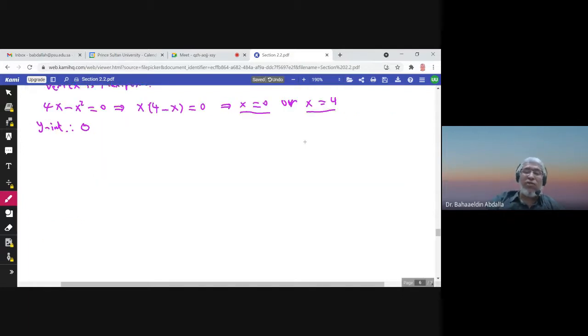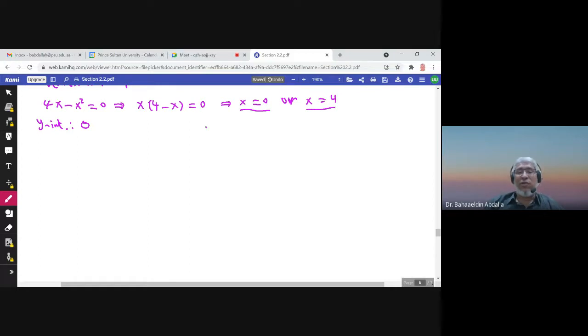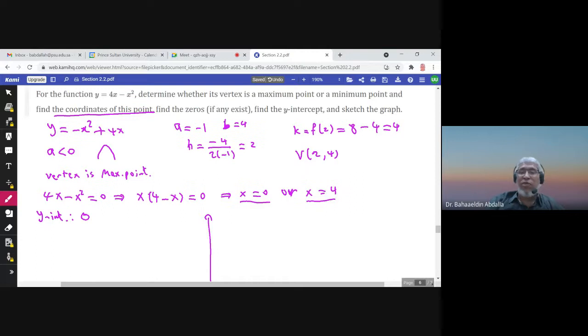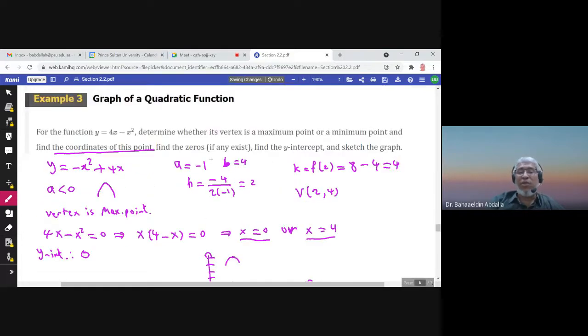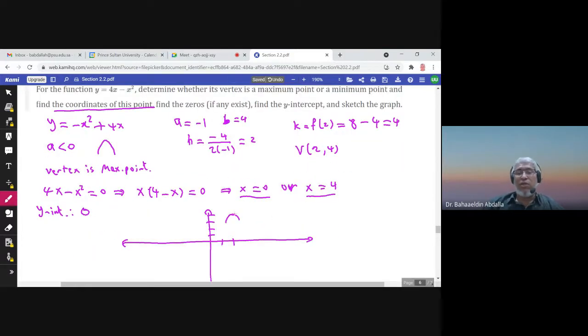And sketch the graph. So let us sketch the graph of this parabola. It opens where? Downwards. The vertex is 2, 4. 1, 2, 1, 2, 3, 4. So this is the vertex. This is the parabola, it opens downwards. So this is the vertex 2, 4. What do I know? 0 and 4 are the x-intercepts. 3, 4. So 0 and 4 are the x-intercepts.